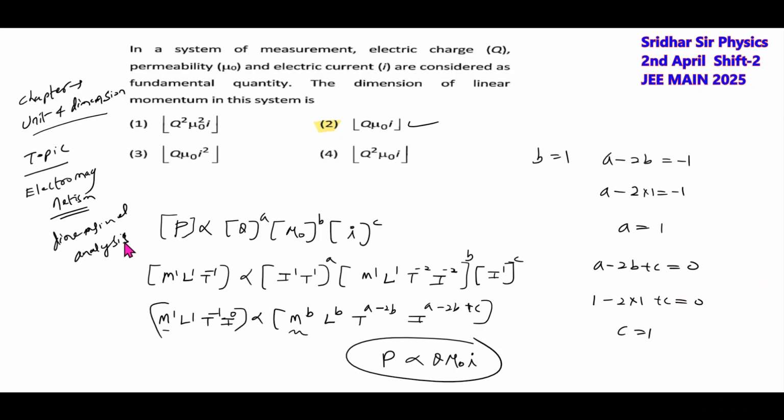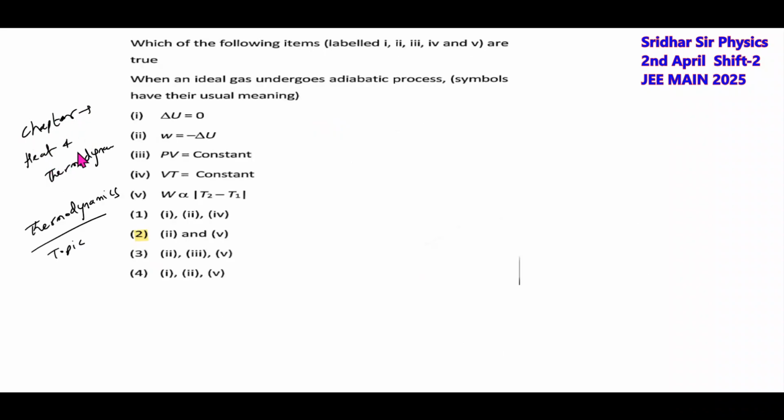We'll take the next question. Chapter name is Heat and Thermodynamics. The question belongs to Heat and Thermodynamics, and the subtopic is the basic process in thermodynamics, the adiabatic process. So you should know the theoretical idea of what an adiabatic process is. In an adiabatic process, Q will be 0, then W equal to minus delta U, and PV gamma equal to constant, TV gamma minus 1 equal to constant.